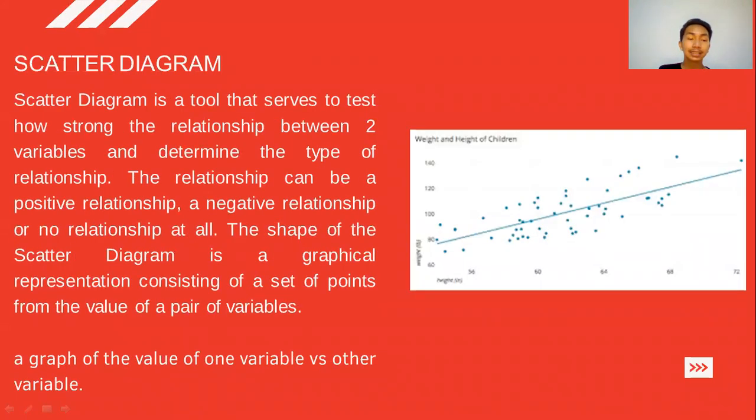The second one is scatter diagram. Scatter diagram is a tool that serves to test how strong the relationship is between two variables and determine the type of relationship. The relationship can be a positive relationship, a negative relationship, or no relationship at all. The shape of the scatter diagram is a graphical representation consisting of a set of points from a value of a pair of variables, or a graph of a value of one variable versus the other variable.